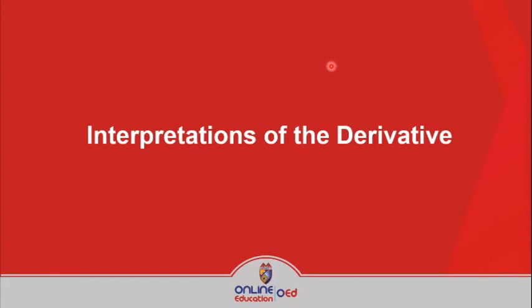Okay, last topic natin. Again, for the fourth natin na topic is interpretations of the derivative. Lahat is puro derivation yung mga ginawa natin. Yung una is chain rule, and then yung sunod is yung sa implicit naman, and then yung last natin is higher order. And then ngayon is interpretation.